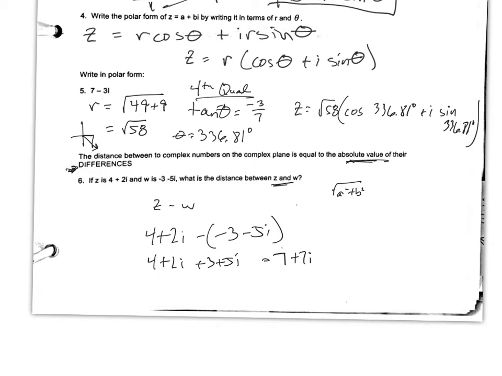Now you can probably do this without writing it out too much, but we would call this the absolute value of z minus w. And we would do the square root of 7 squared plus 7 squared. Now, as you know, this is like a Pythagorean theorem problem. When your legs match, the answer is the leg radical 2 for the hypotenuse. So this is going to be 7 radical 2 without going through too much arithmetic.